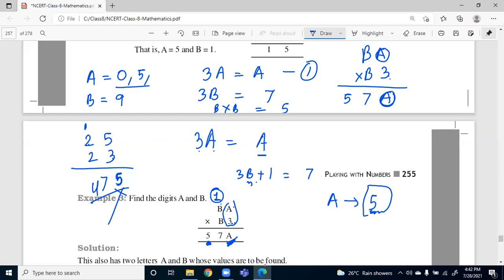If I put the value 0, 9 and here 9 and 3. So it is 0, 9 3s are 27.